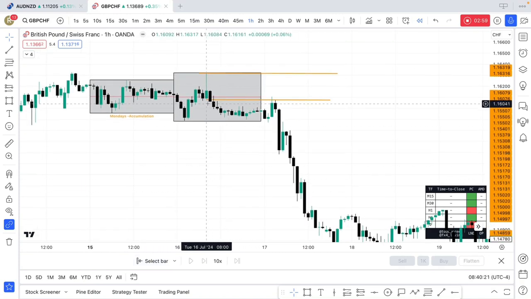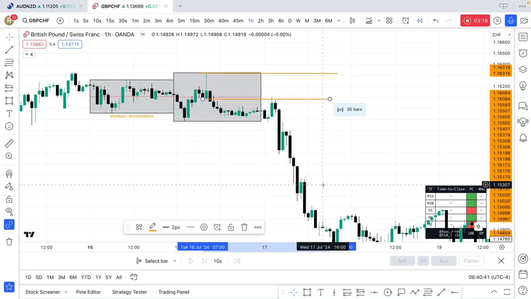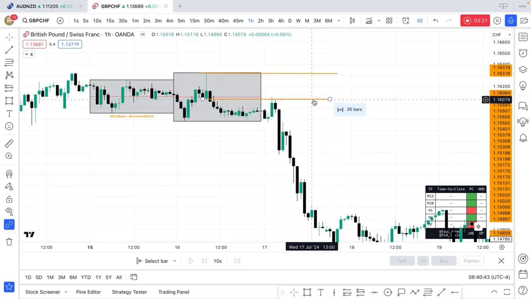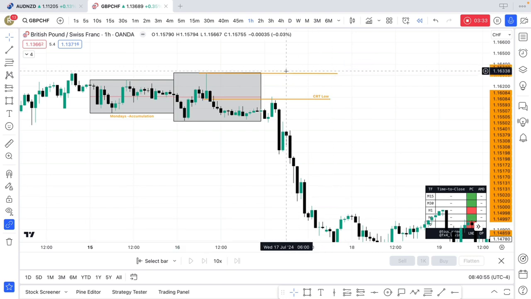That's the New York time, when the candle forms at 8 o'clock. So the low of this is 168.4. So this one becomes what? CRT low. And then this one becomes our CRT high.